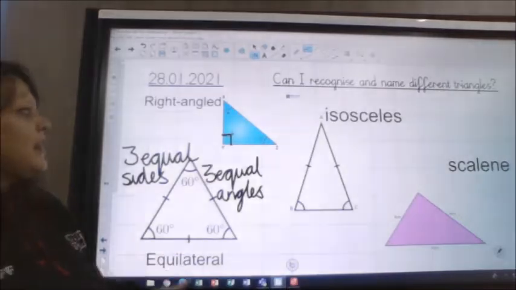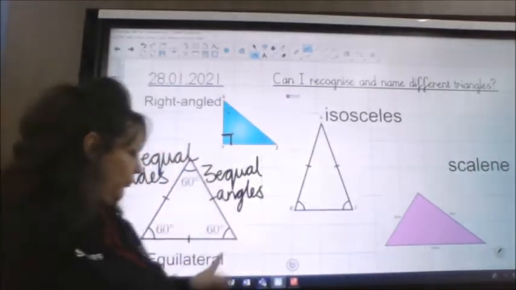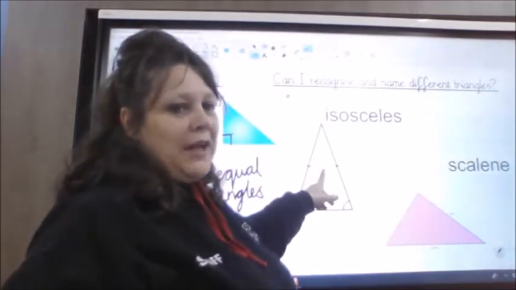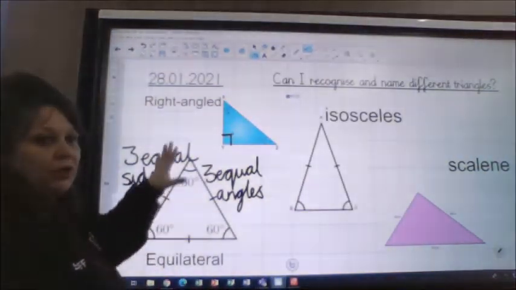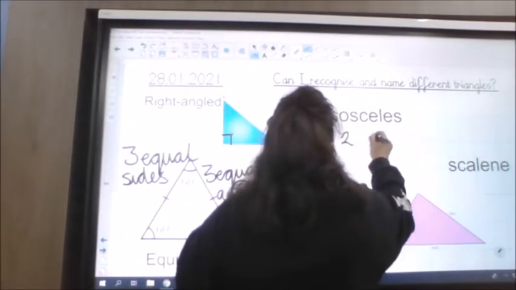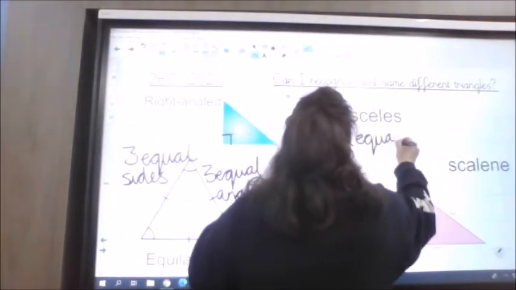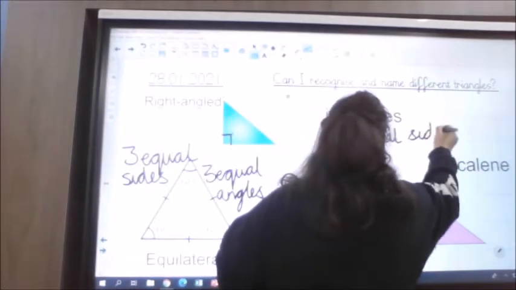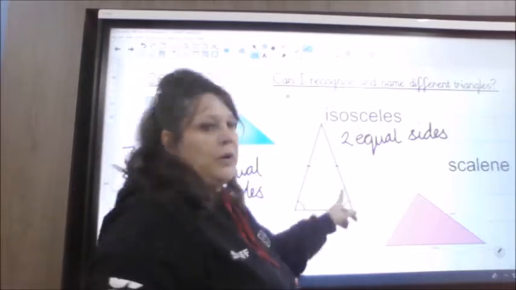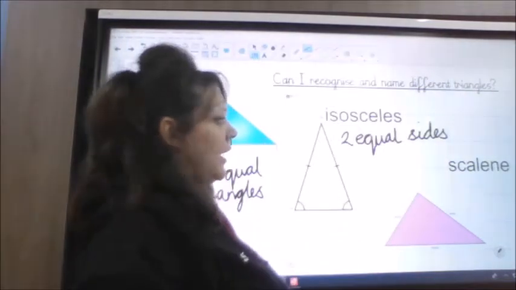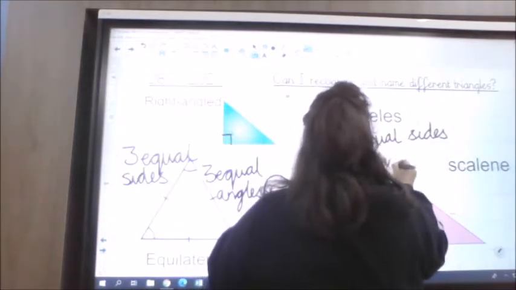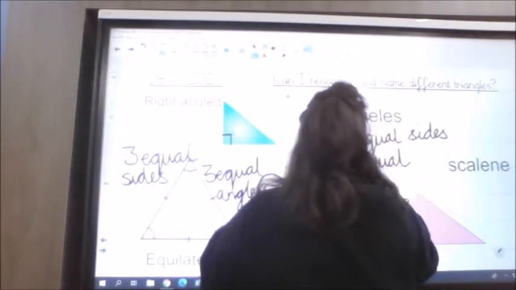Okay. Then we've got a really tricky spelling. If that wasn't bad enough, we've got isosceles coming up now. An isosceles triangle is different to an equilateral and a right angle because it has 2 equal sides, 1, 2, and it has 2 equal angles.